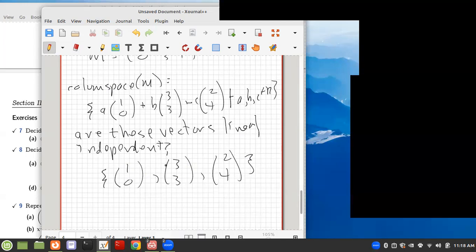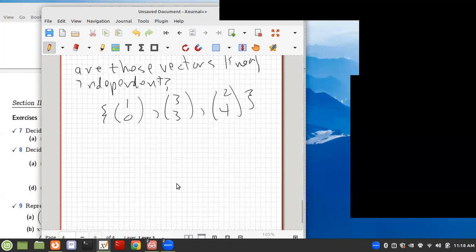Now, the way to do that is to take this coefficient matrix, 1, 0, 3, 3, 2, 4, and take its transpose. A transpose interchanges rows and columns. So the first row becomes the first column. The second row becomes the second column.